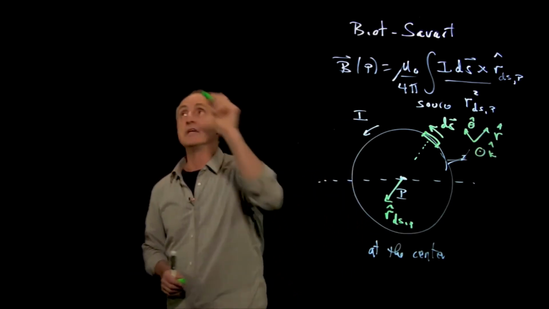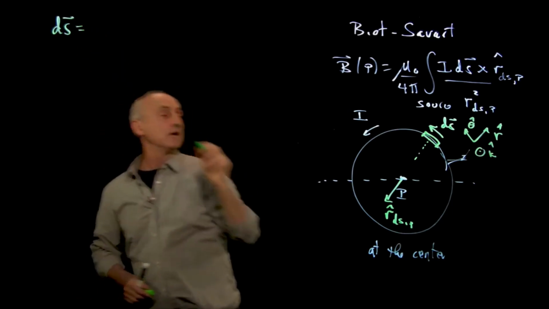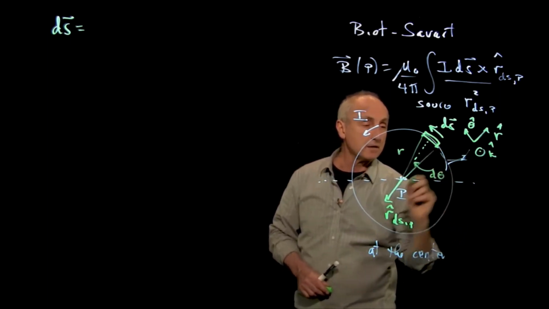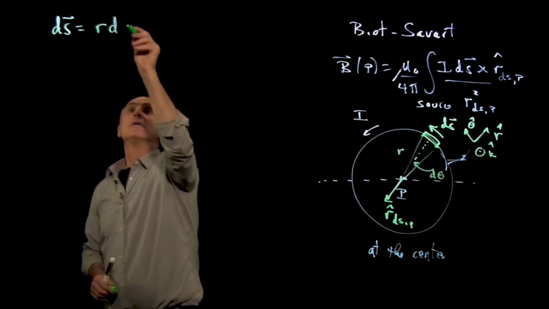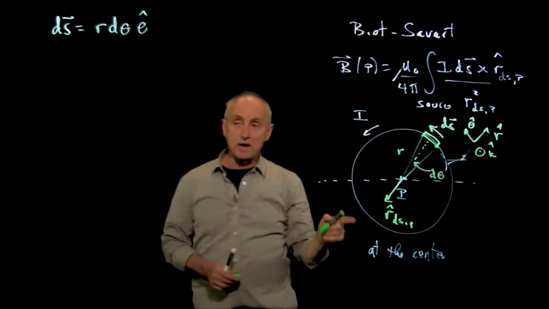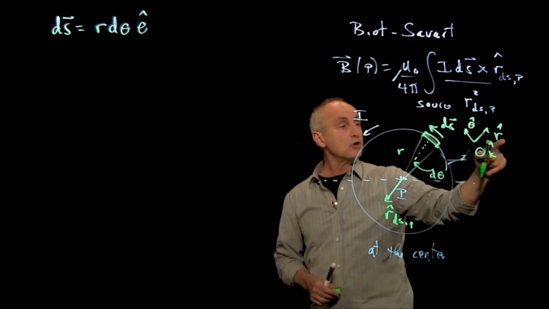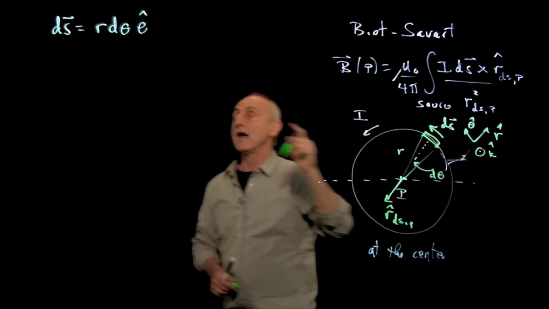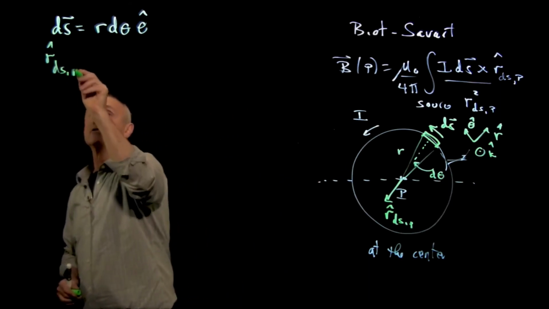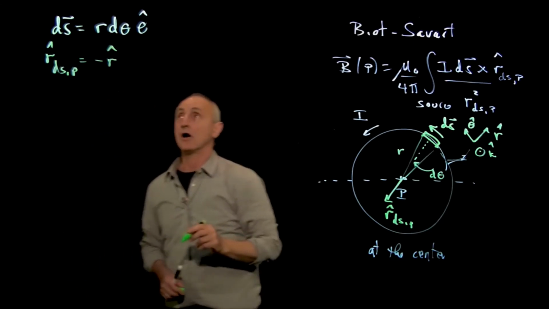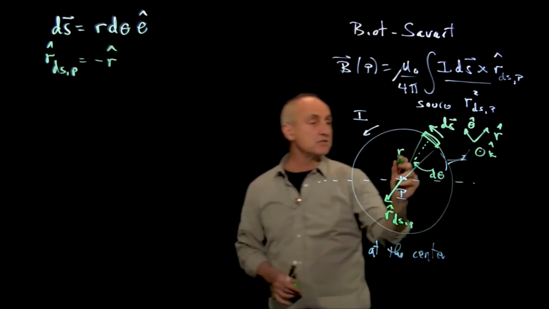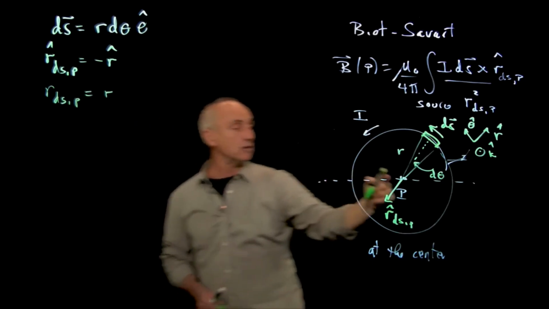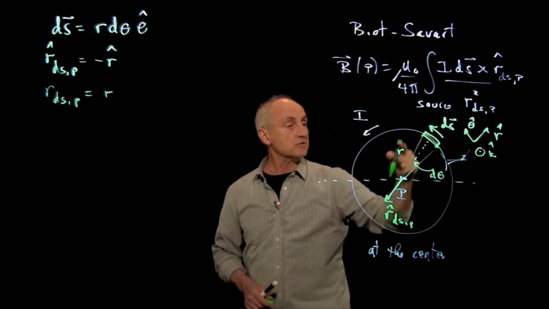Now I can write down these vectors. The next step is to write down the ds. Our ds vector here, if we have a radius r and some angle d theta, is r d theta theta hat. Now, here's where the distinction between this and our unit vector in polar coordinates comes in. Notice that this vector is opposite r hat. And so the unit vector from ds to P is not the unit vector in polar coordinates, it's minus r hat. And the distance from ds to P is just the radius of the circle.